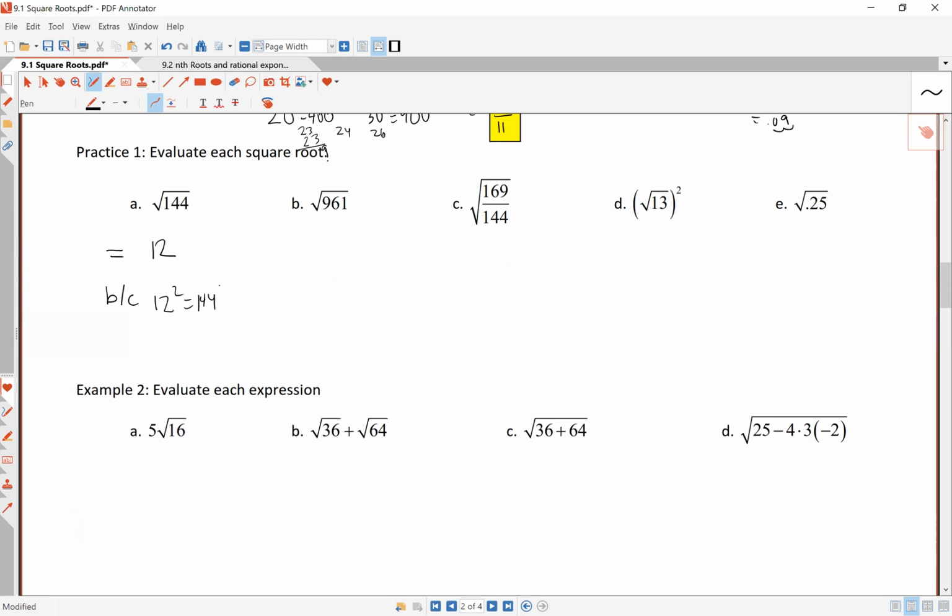The square root of 961, that's kind of a big number, but it should be pretty easy to find because 30 squared is 900. So it's got to be a little bit bigger than 30. 31's a good guess because 1 times 1 is 1. This is going to end in a 1.